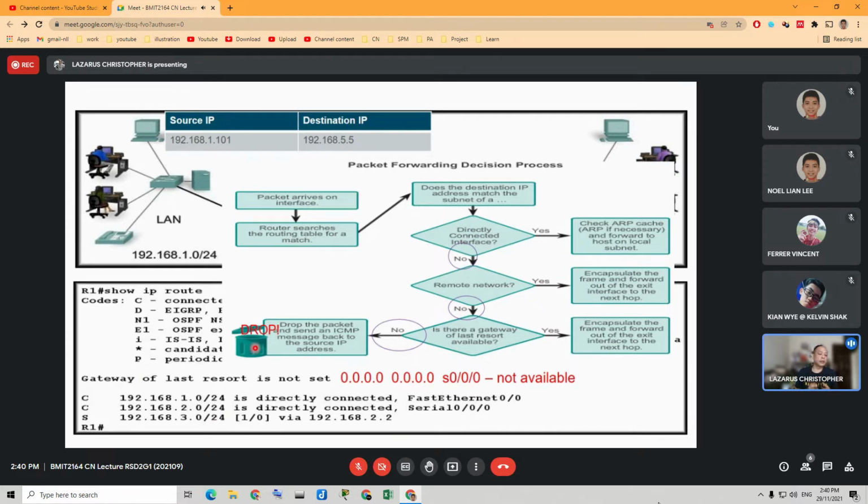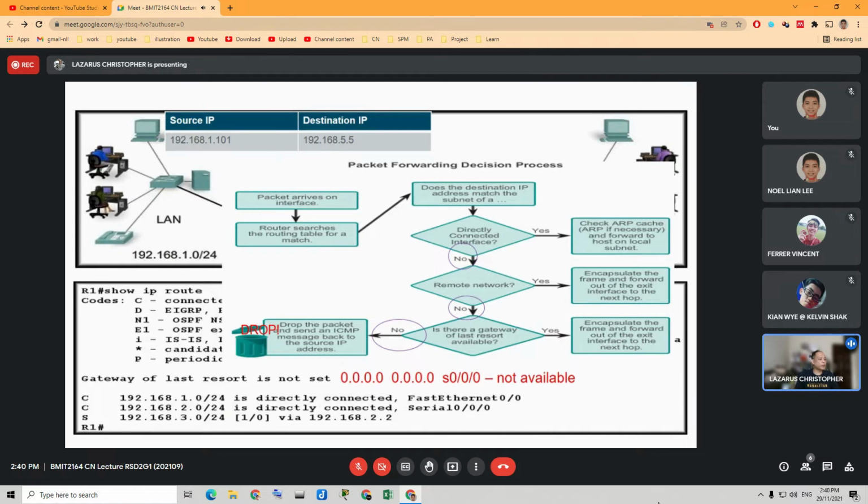But here what we want to highlight is the three ways the router goes through in order to perform the routing decision. Checking directly connected interfaces, checking whether there's any match in the remote networks, and finally, if there's no match on the two above, checking for the gateway of last resort.